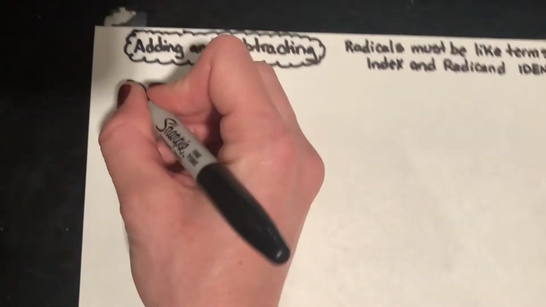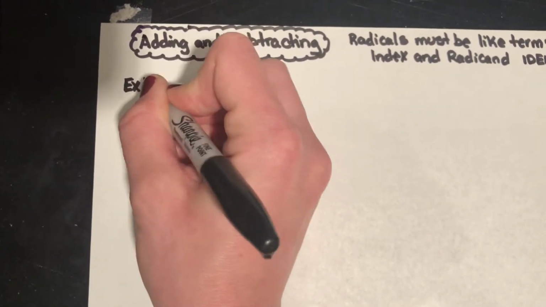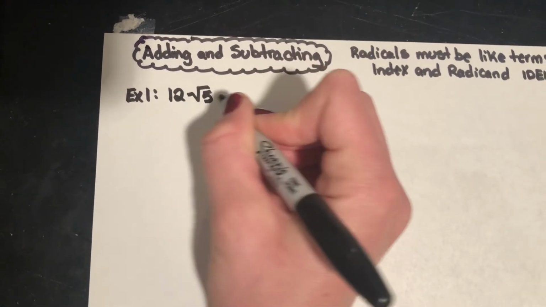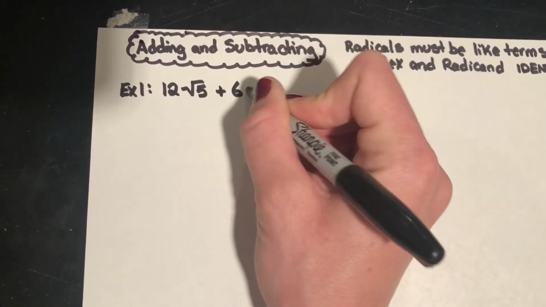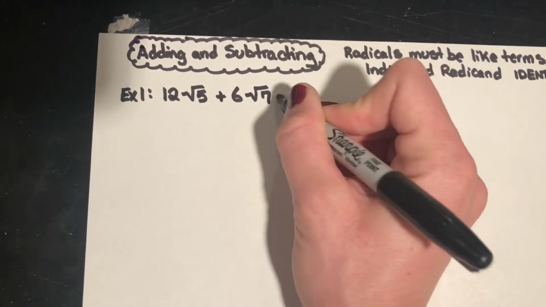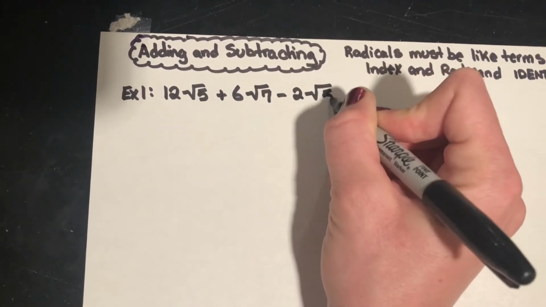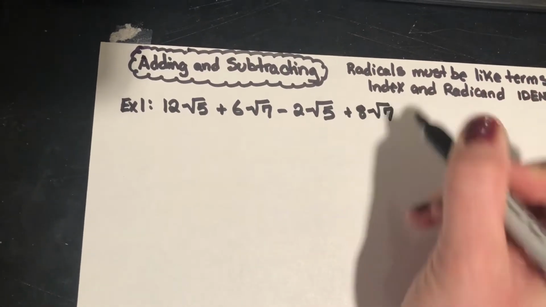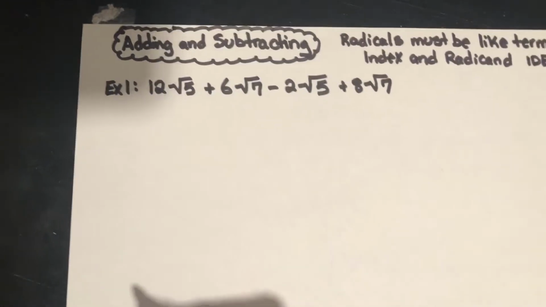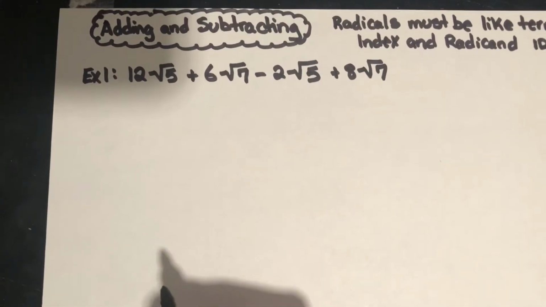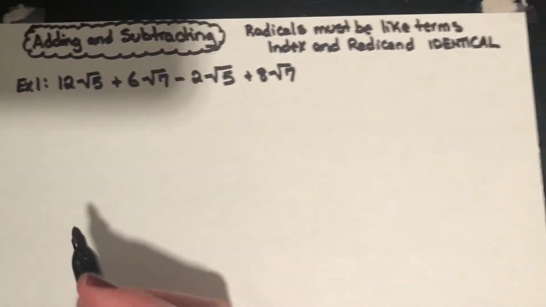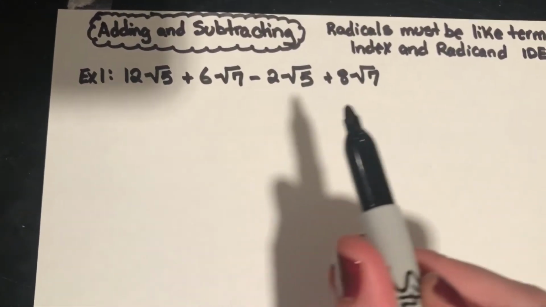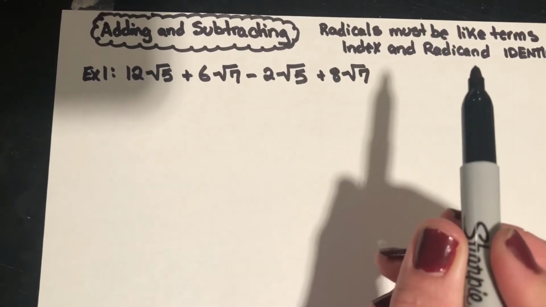So we're going to have 3 examples here. Example 1. Our first example, we're going to say 12 root 5 plus 6 root 7 minus 2 root 5 plus 8 root 7. Now, I've shown you guys my trick before that I physically draw out on the paper what the like terms are. So I'm looking for index and radicand being identical. All of these have the same index, awesome, so I'm only looking at the radicands.